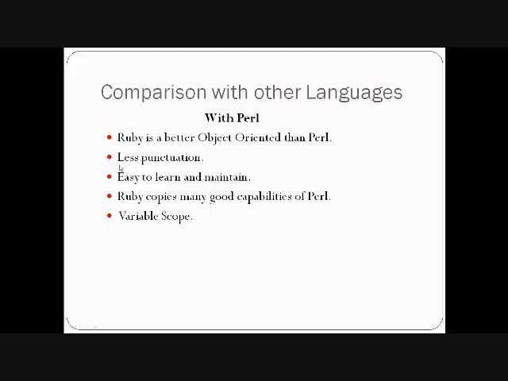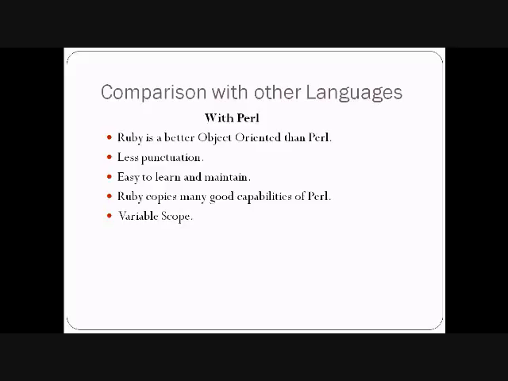Ruby uses less punctuation. Ruby uses a prefix to denote the variable scope, not the data type. Ruby is easier to learn than Perl, easier to maintain than Perl, yet Ruby compares well to Perl in terms of overall convenience and power. Ruby copies many good capabilities of Perl, ranging from cut extended to regular expressions. The last one is variable scope. The default variable scope rules for Ruby are much better suited for medium to large scale programming tasks.